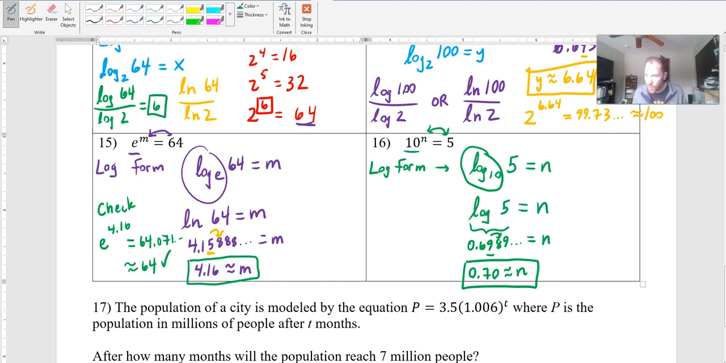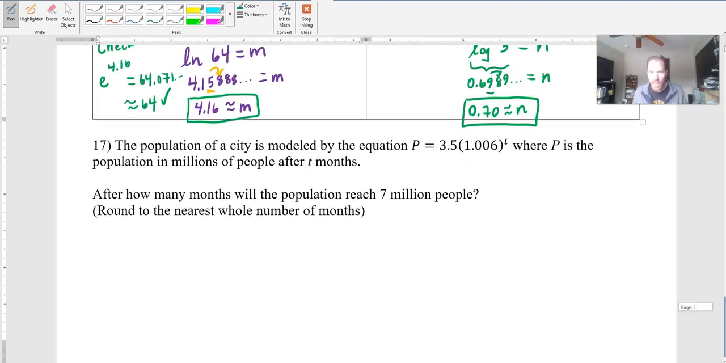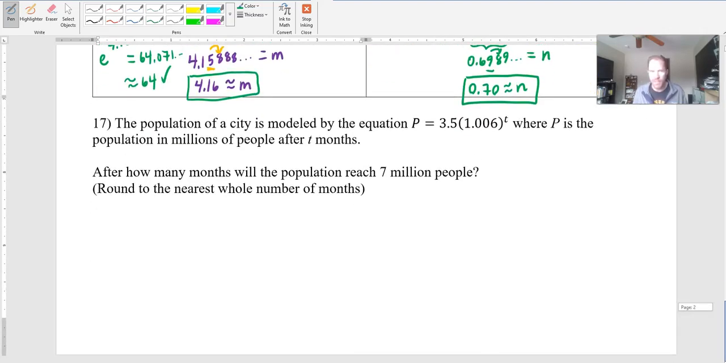Okay. All right, so one more, and it's a story problem. And it's a little more complicated. So let's see what we can do with the story problem. If you haven't read it yet, it says the population of a city is modeled by this equation, where P is the population in millions of people after t months. After how many months will the population reach 7 million people? And then we have rounding instructions here.